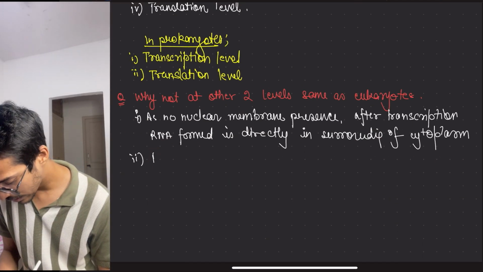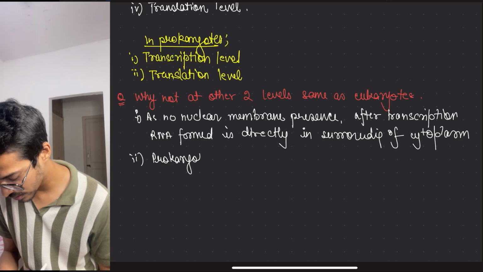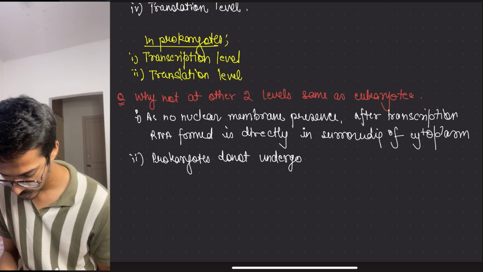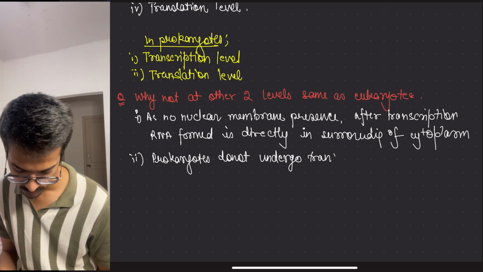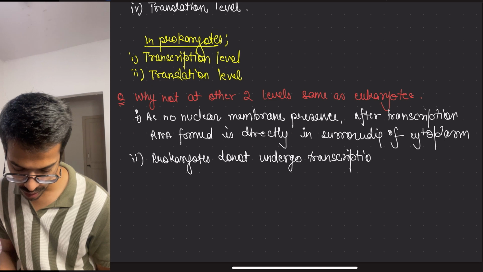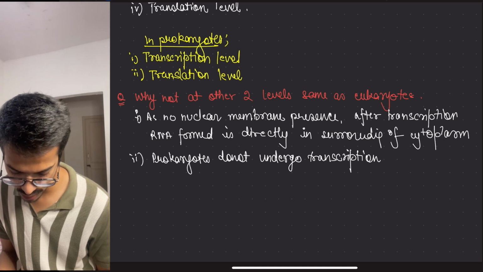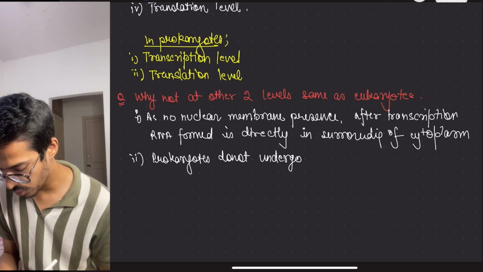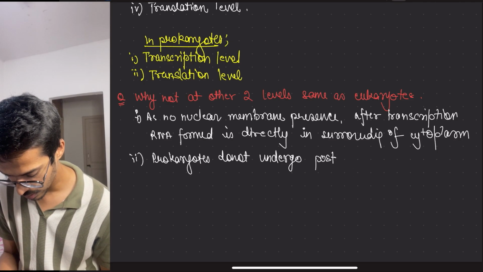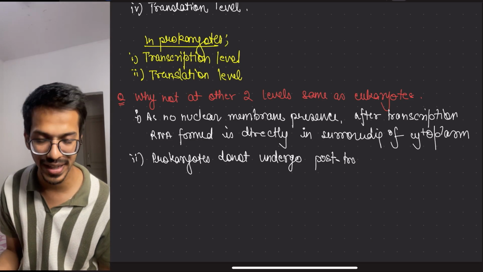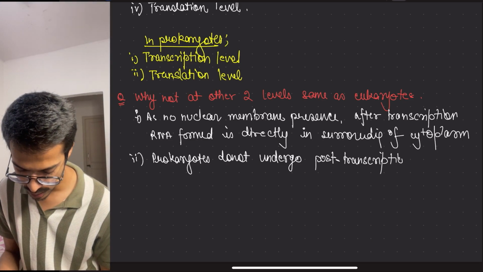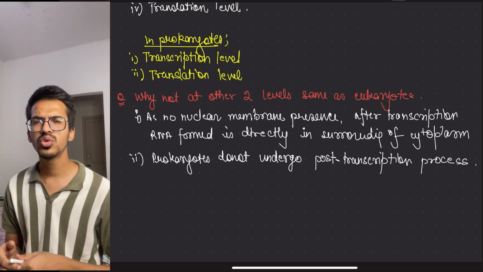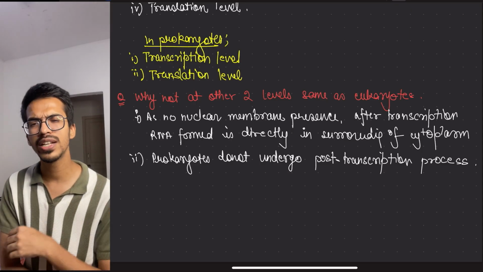So the second point is that prokaryotes do not undergo the post-transcription process. If they don't have that process, how can we manage it? Is there any other way of regulation in prokaryotes?